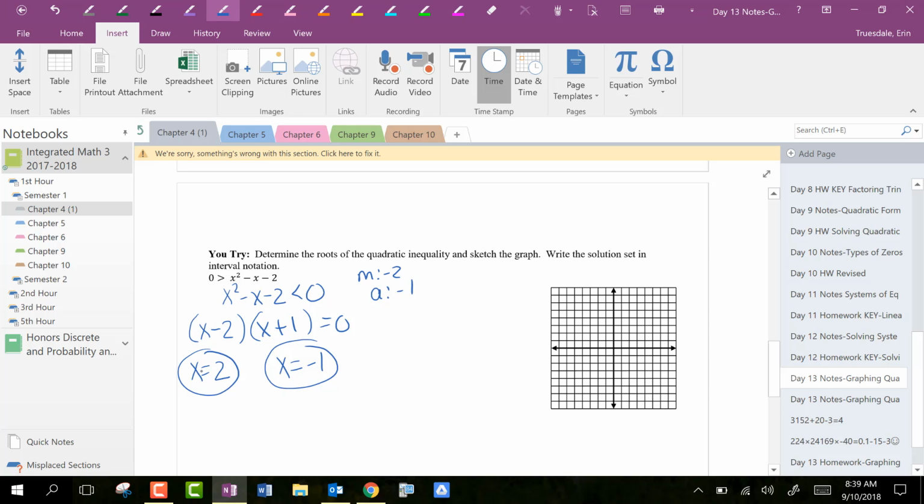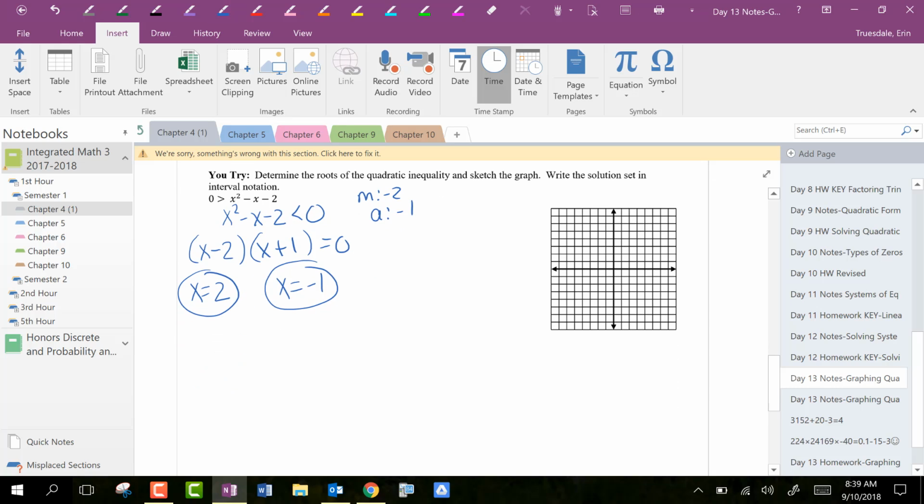And I'm going to plot those points. So if this was not an inequality, like if this just said equal in the original problem, then you'd be done. Okay, but because it's an inequality, I need to find a range of numbers that work for this. It's not just one or two numbers. So I'm going to plot -1 and 2.